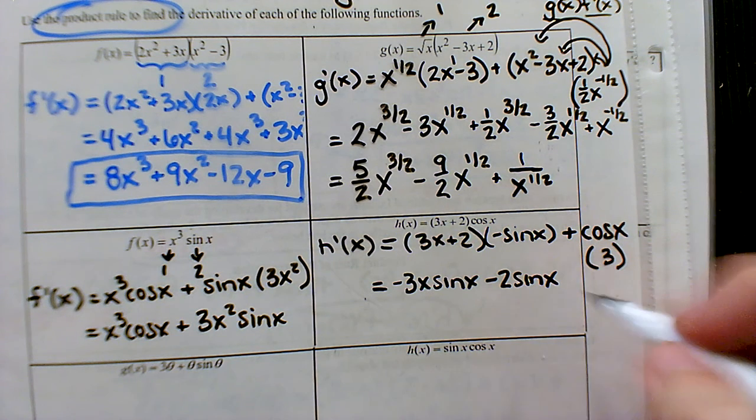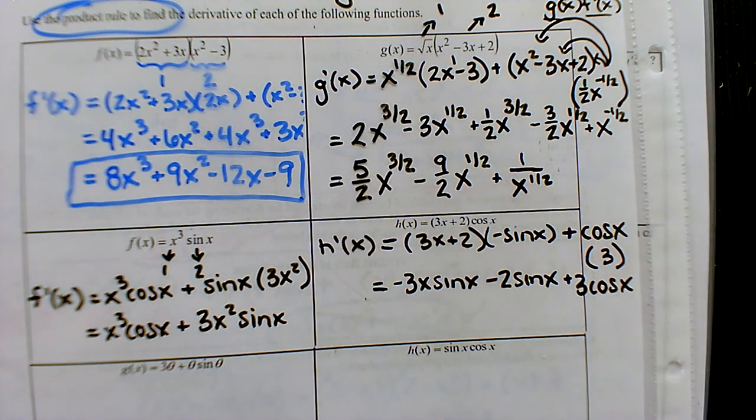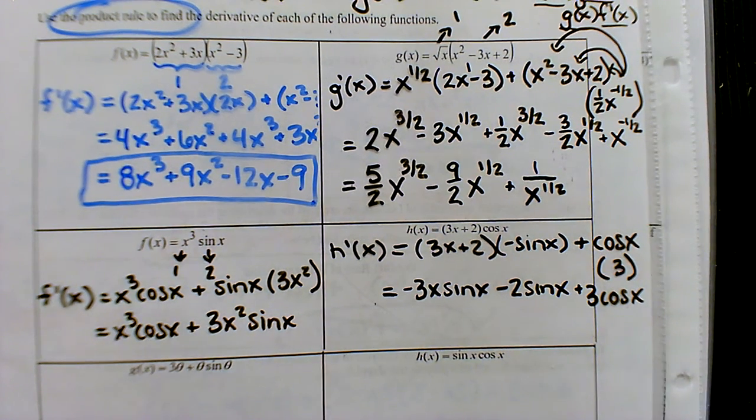And then our last one, we can move the 3 out front as a coefficient. We're used to seeing it like that anyway. Okay, and we'll leave our derivative like that. Are we doing okay with a shortcut? Product rule. 1d2 plus 2d1.